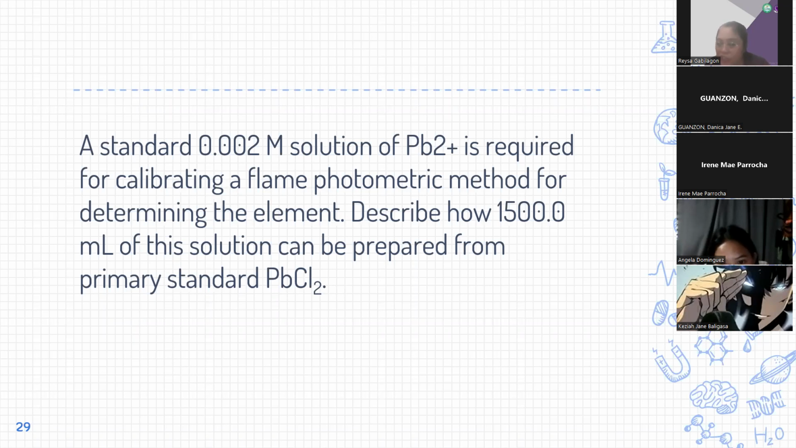Again, lead ion lang talaga yung ating gusto, kaya lang wala tayong pure lead ion in the laboratory, so we will be using the compound lead chloride. And then let's compute how much of the lead chloride are we going to use in order for us to prepare the 1,500 ml of 0.002 molar solution of the lead ion. Again, you try to follow what I did in the previous problem and try to solve for the required information, required data.